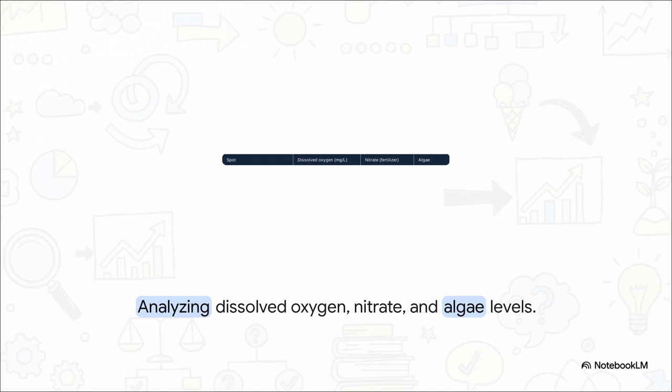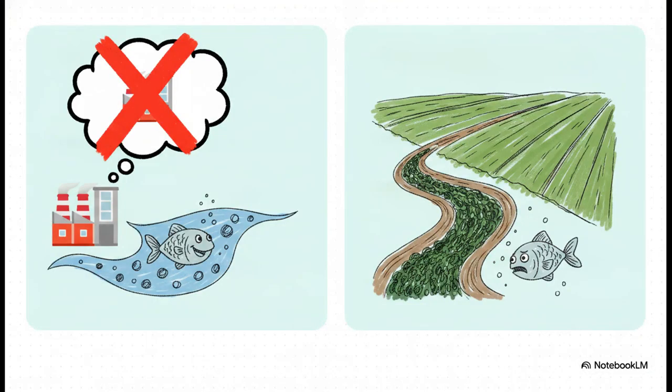So right away, this is teaching them how to juggle multiple variables at once. And wow, the results are a massive plot twist. The factory spot? It actually has perfectly healthy oxygen levels at 7.5 milligrams per liter, which is way above the required 4.0. But the school field's runoff spot, it's sitting at a deadly 2.0 milligrams per liter, coupled with high fertilizer nitrates and heavy algae. The rumor was completely wrong.